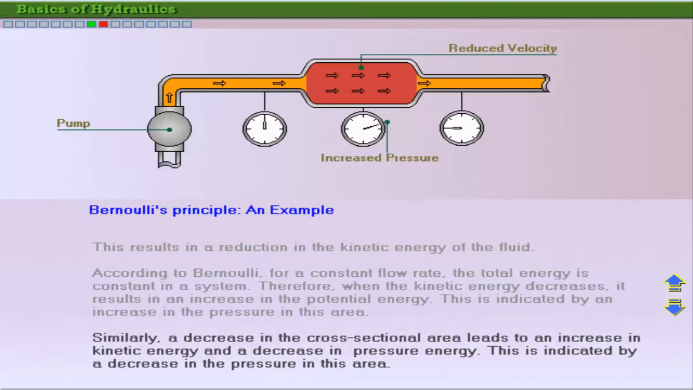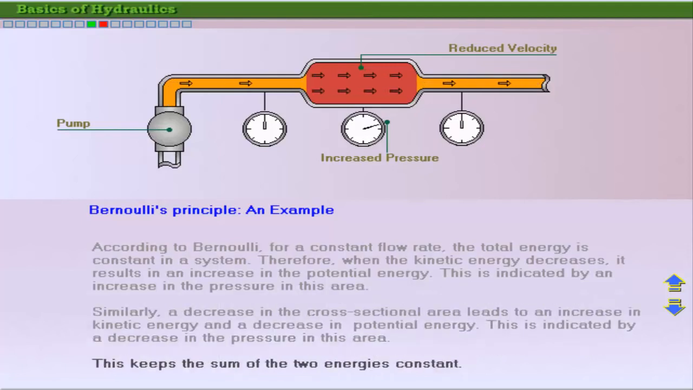Similarly, a decrease in cross-sectional area leads to an increase in kinetic energy and a decrease in potential energy or pressure. In both cases, it's important to note that the sum of the two energies remains constant.